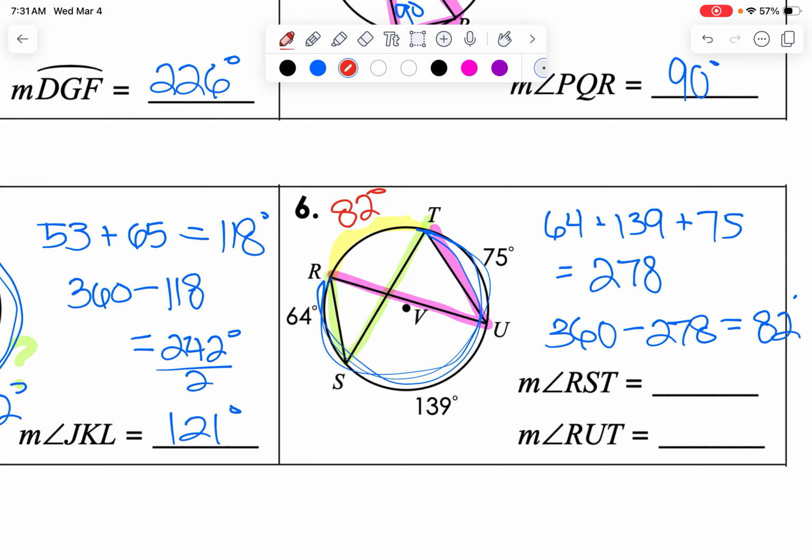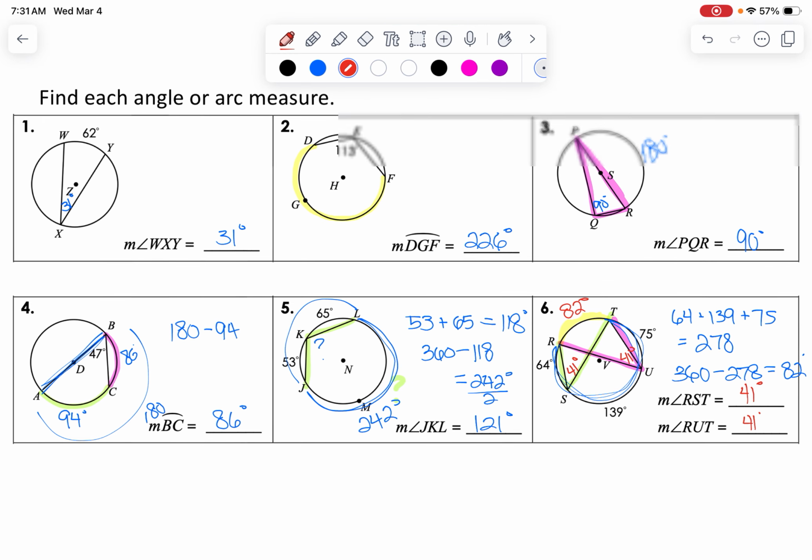So now both of these open up to that. So this should be 41 and this should be 41. They're both going to be the same because they open up to the same arc. Okay, so those are just using that property and its corollaries there. Hopefully that makes some sense.